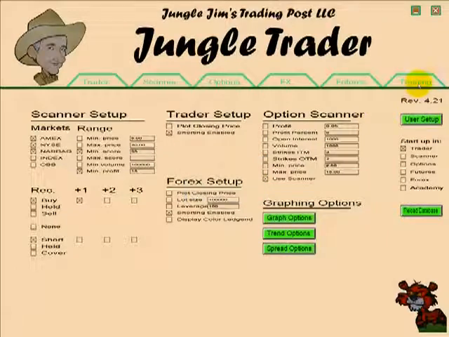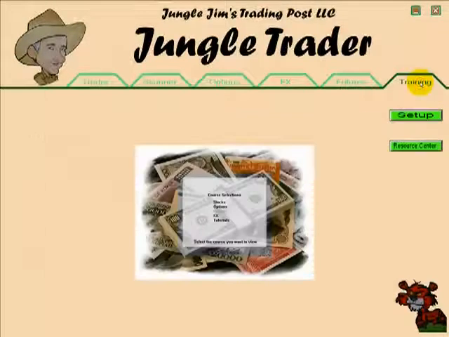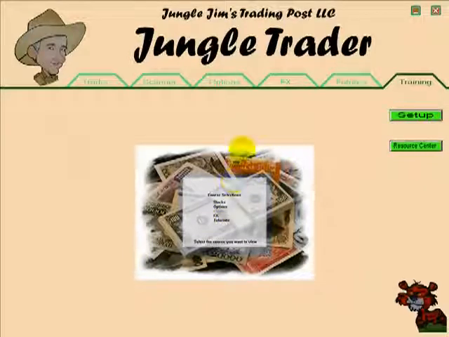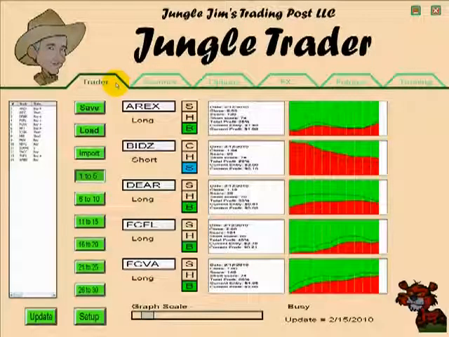The final tab that we have available is the training section. In the training section, there are tutorials covering the use of every one of these platforms, as well as training on stock, options, and Forex. The futures platform will be available in 2010. Well, that's about it for the Jungle Trader.